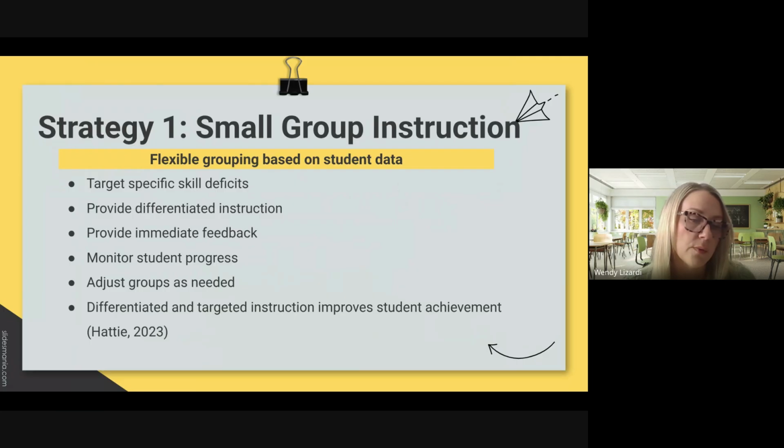Small group is one of the most effective strategies for improving student achievement. Students receive instruction targeted to their specific needs, and teachers are there to give timely feedback. Groups should be flexible and change based on student progress and data, like I said. We can reteach, provide intervention, and challenge advanced students. So let's look at the next strategy.